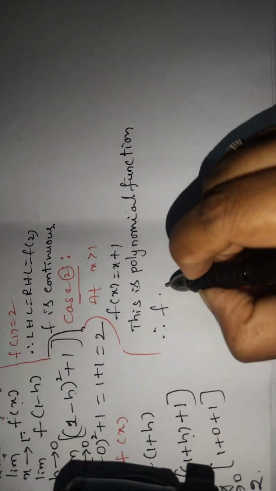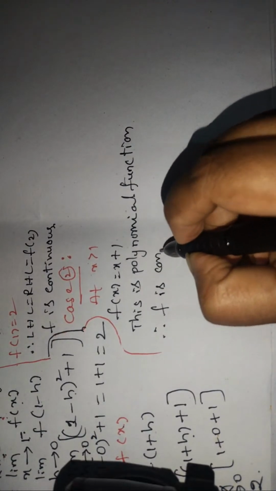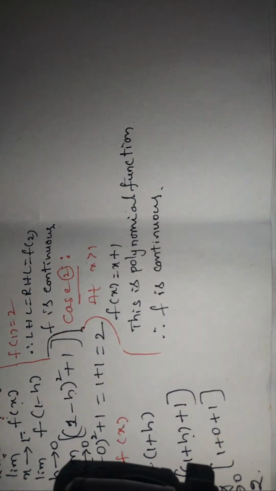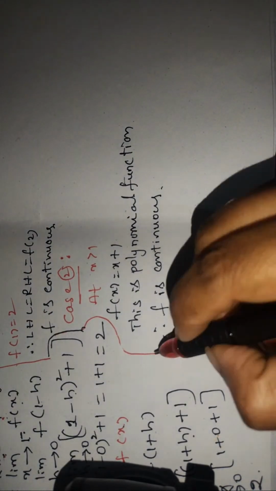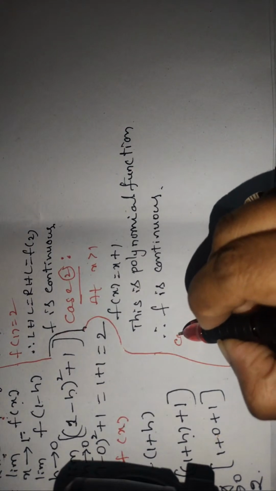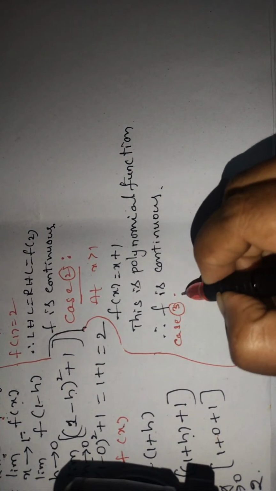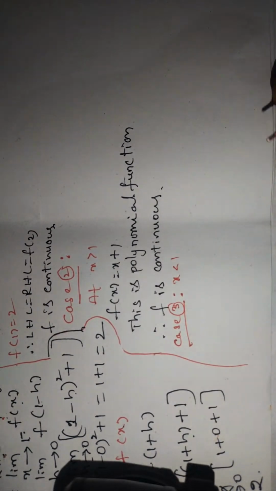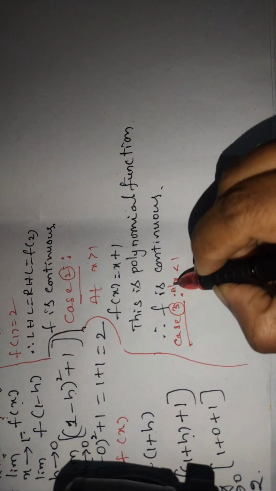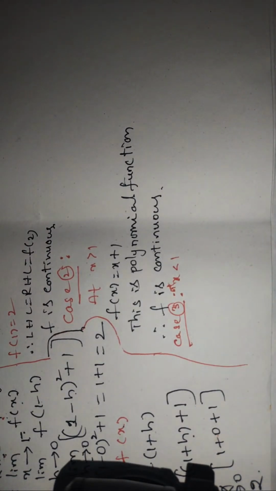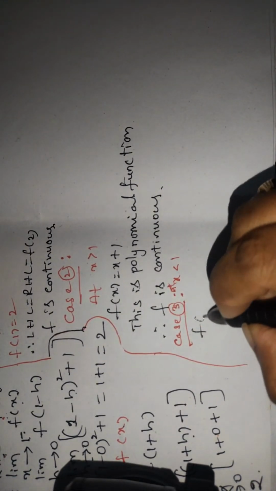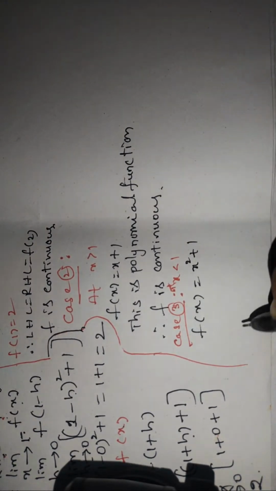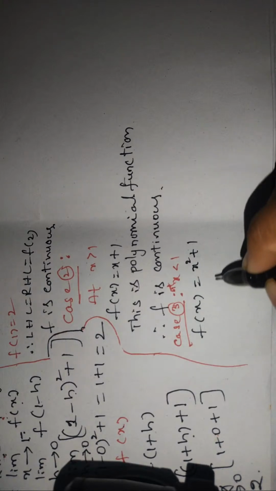Then f is continuous. Next, last case. What is the last case? Case 3 is x less than 1. So at x less than 1, the function is x square plus 1. It is polynomial.